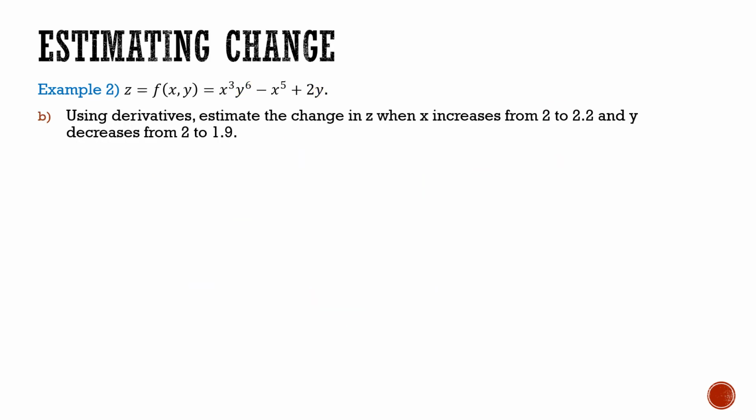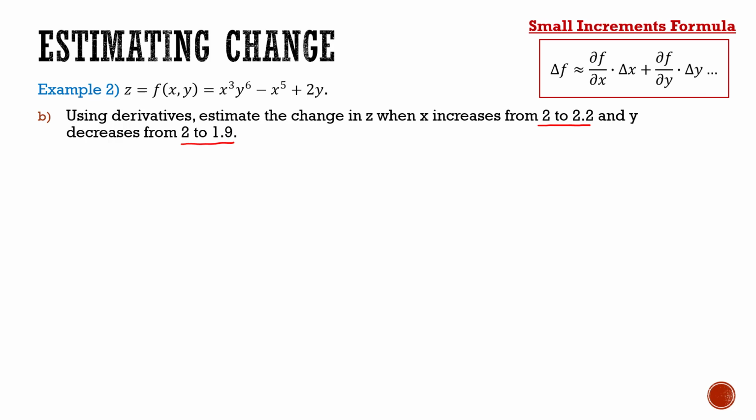Now we have the same function here for part B, but now we're going to estimate the change in z when x increases from 2 to 2.2 and y decreases from 2 to 1.9. I'm going to use my small increments formula again, and I've already calculated my df by dx and my df by dy values. When x is equal to 2 and y is equal to 2, df by dx is equal to 688, and df by dy is equal to 1,538. And these are the values from part A on the previous slide.